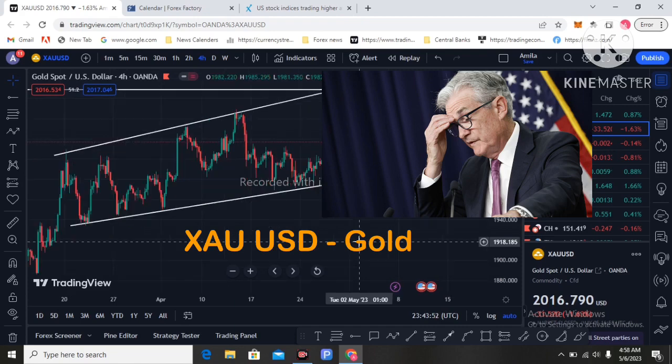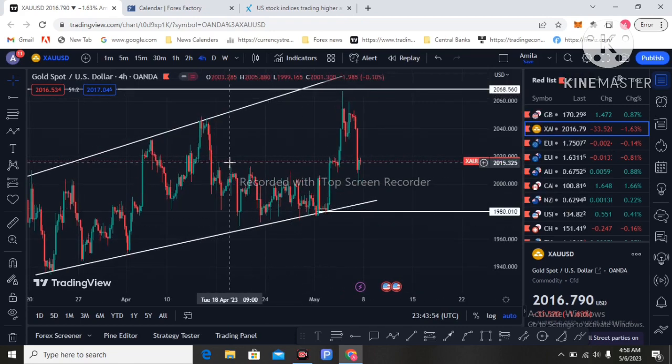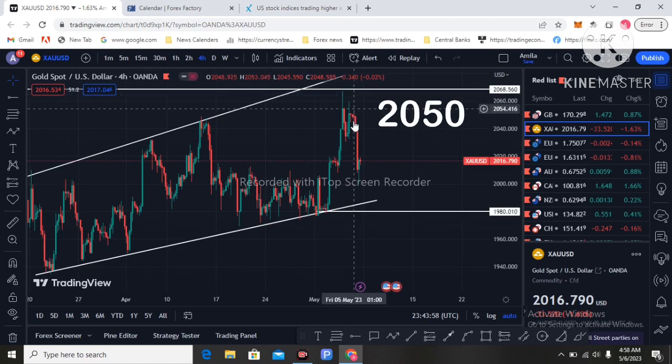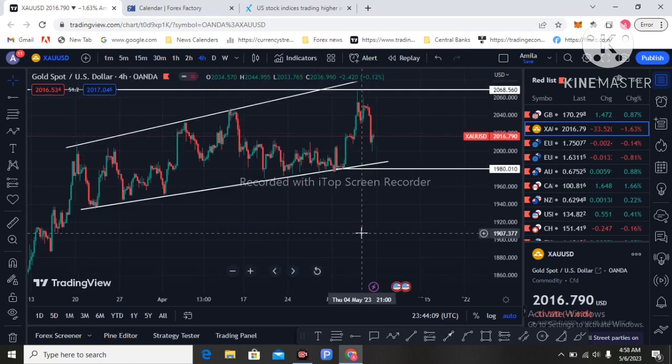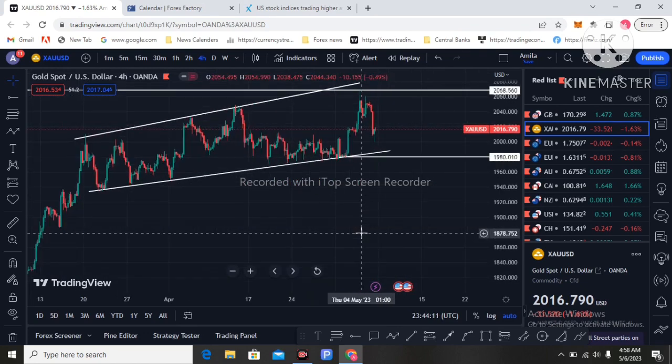Last week in my gold weekly forecast I mentioned gold will reach the 2040-50 level. Gold has reached 2060 last week. So that's the accuracy of my gold trading analysis.